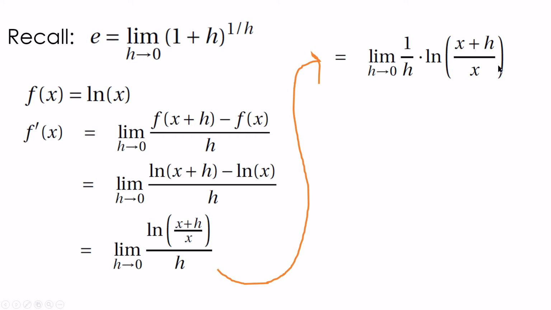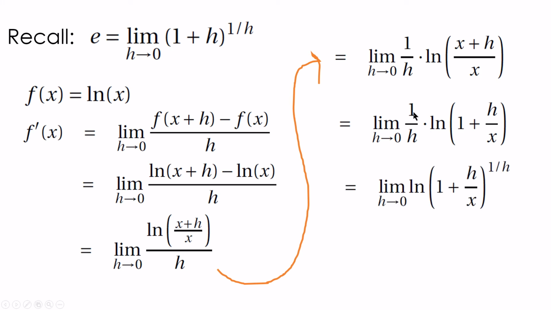Now, let's clean up the inside. I'm trying to massage it so that it looks like something I recognize, and I'm working towards something like this. But let's get there. So natural log of x plus h all over x, I can rewrite that as 1 plus h over x by splitting this thing up. Now, I have 1 plus something, it's not h yet. Let's keep playing. 1 over h times a natural log, that comes up as an exponent, another law of logarithms. So now I have natural log of 1 plus h over x raised to the 1 over h.